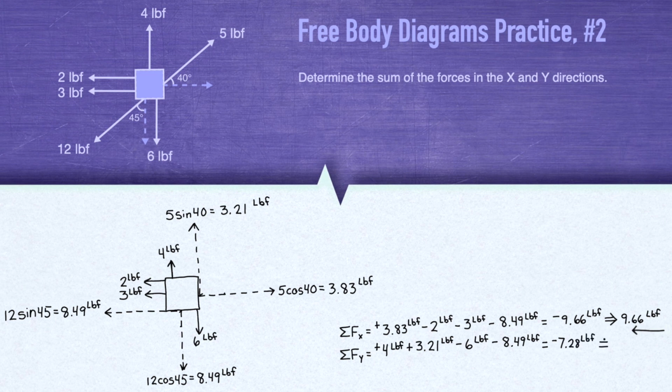And again, the negative sign just means that it's going in the opposite direction from the numbers that you called positive. So negative 7.28 pounds of force just means that there's 7.28 pounds of force acting in this direction, which is down.